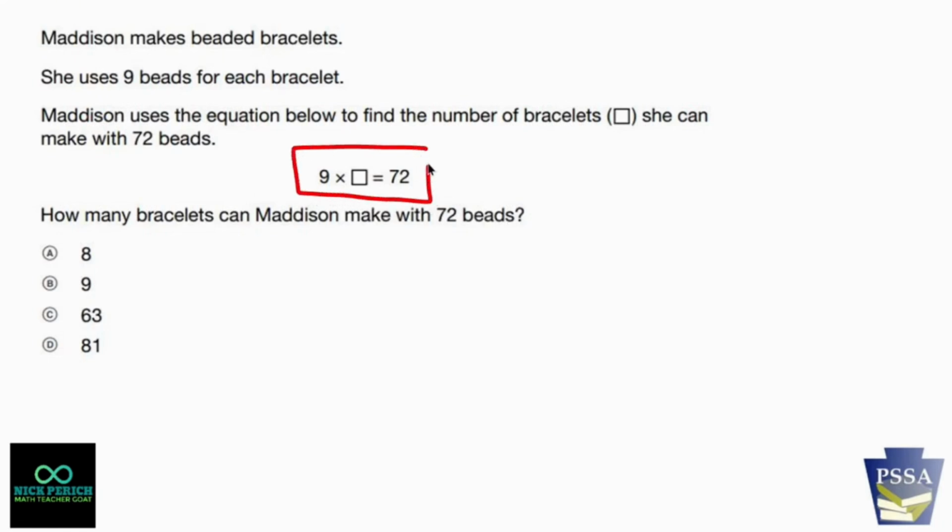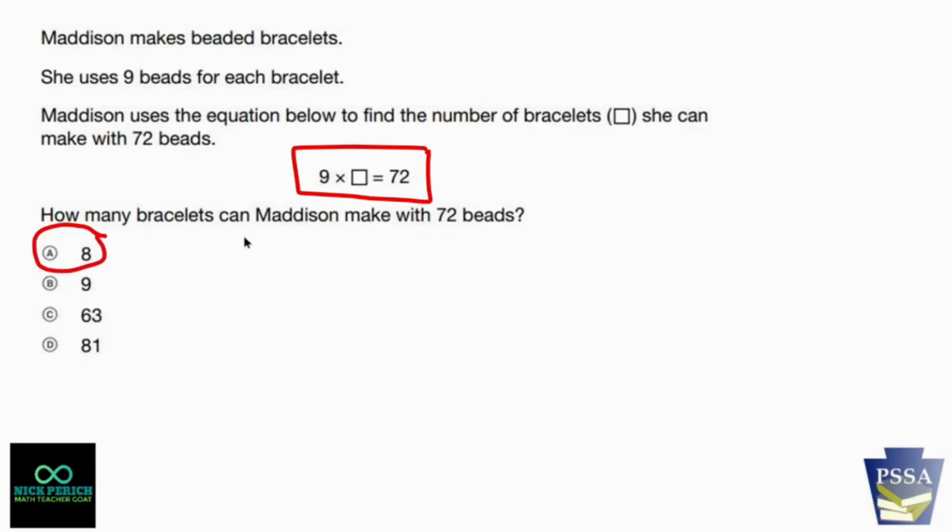Well, the equation is 9 times what equals 72. So if I'm thinking 9 times what equals 72, I'm thinking, all right, well, which of these options, if I multiply to 9, gets me 72? Is 9 times 8 72?